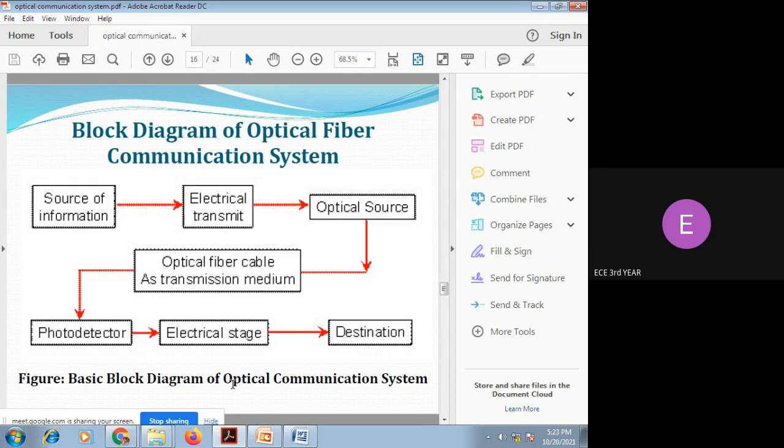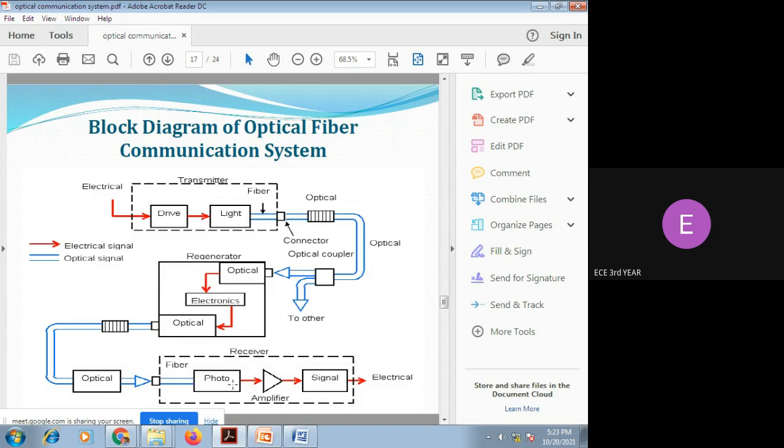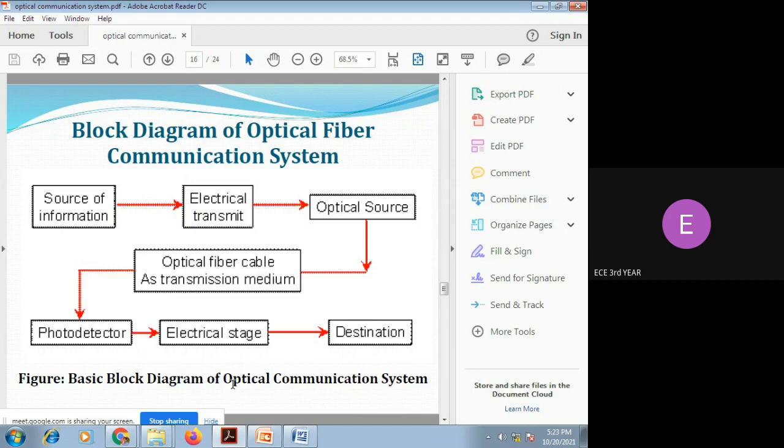This is the basic block diagram of an optical fiber communication system. This is the overall block diagram. Major elements: source of information, transmitter, optical source, optical fiber cable as the transmission medium, photo detector, electrical stage, destination. These two blocks are the transmitter section. The channel runs from the optical source to this block. And the last three modules are the receiver section.